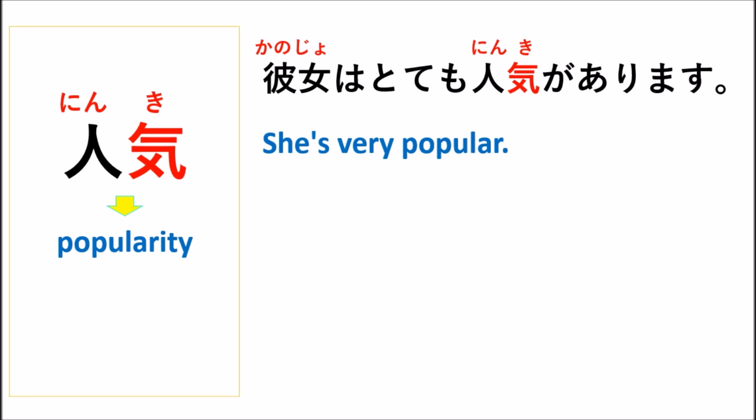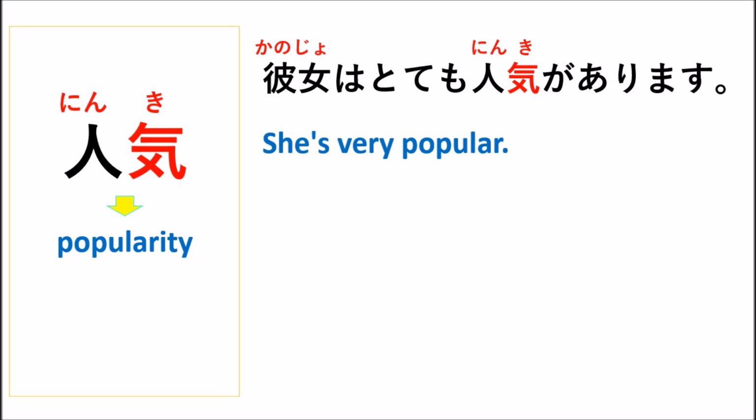彼女はとても人気があります. Means she's really popular. In this sentence, 彼女 means she. And とても means very or a lot. And 人気 means popular. And ga arimasu means have or there is, there are. That means there is a lot of popularity in that person. So 彼女 wa totemo ninki ga arimasu.